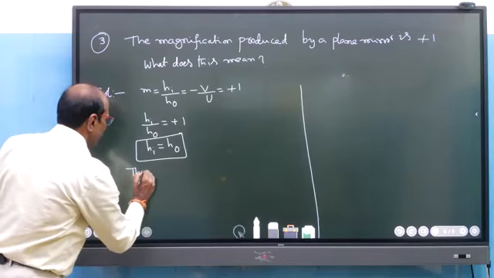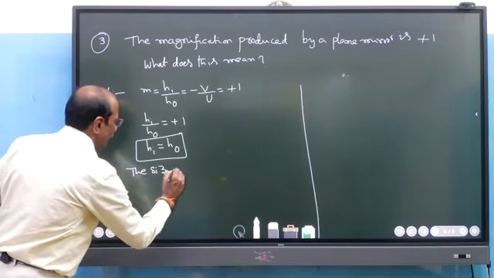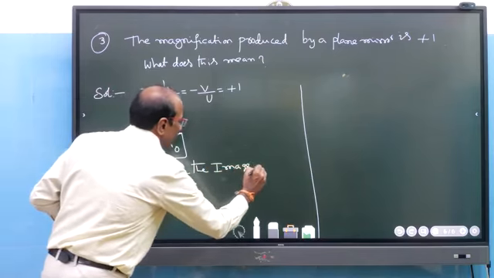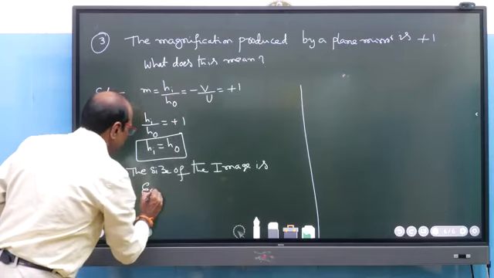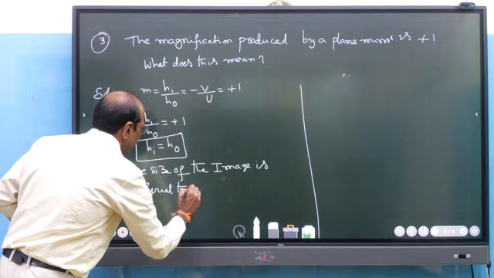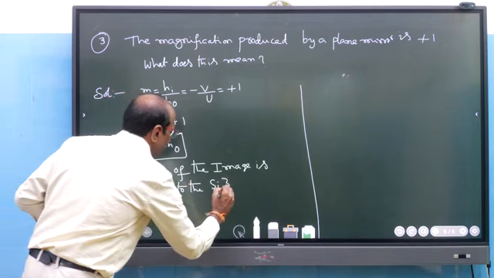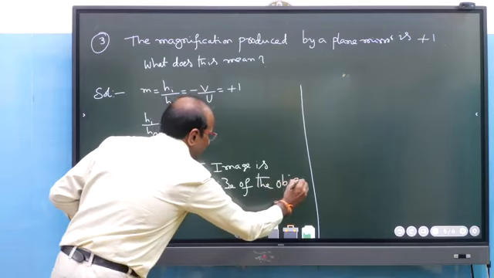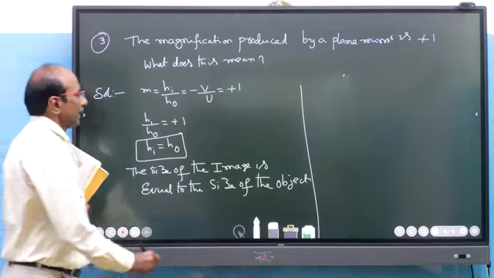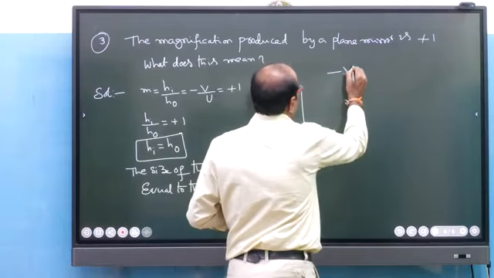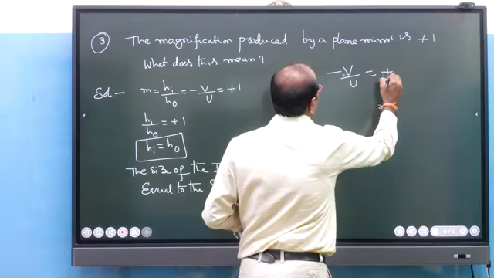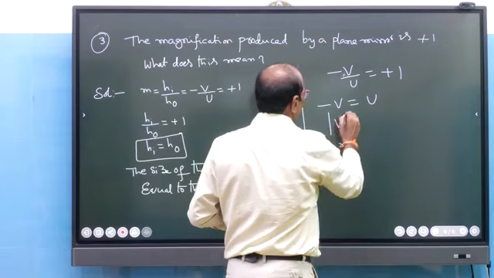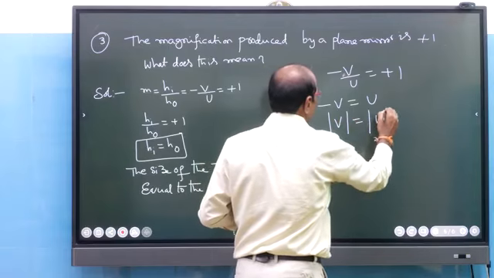So when a plane mirror produces an image, the size of the image is equal to the size of the object. Next, the other one: minus v by u equals plus 1. That means minus v equals u, so modulus of v equals modulus of u.